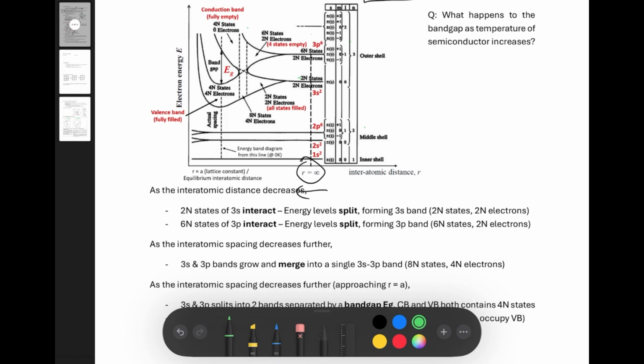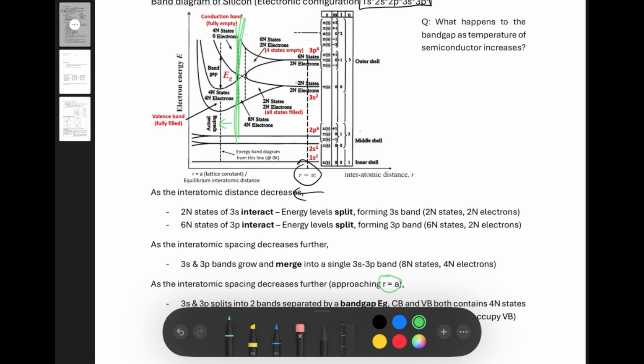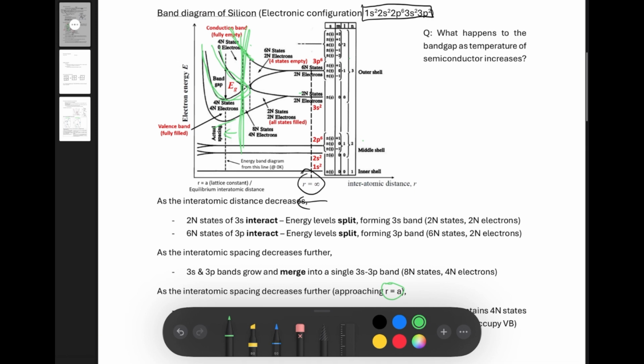So now that the interatomic spacing decreases, we are here now, and as the interatomic spacing decreases towards the equilibrium interatomic distance, or R or A, depending on what your graph or question uses, the 3s 3p band splits again. So they split like this. The top is the p band and the bottom is the s band. So they split into 2 bands and they are separated by a band gap.